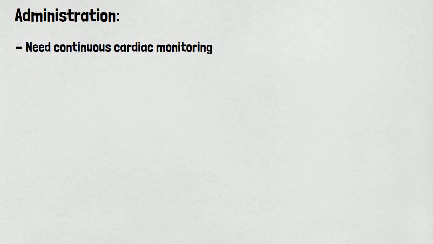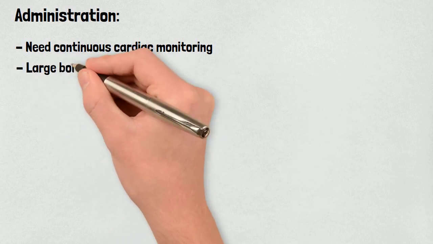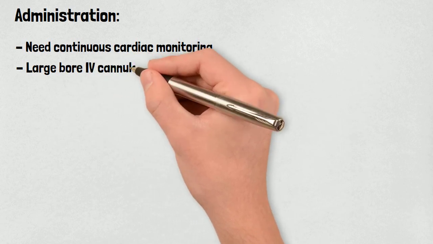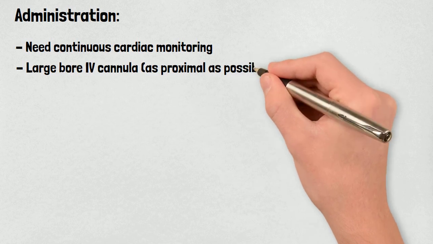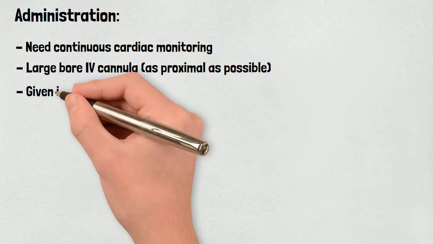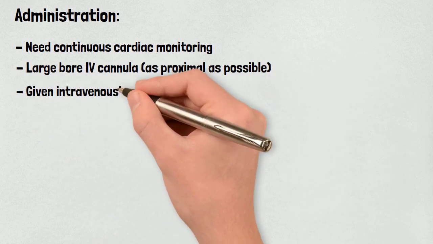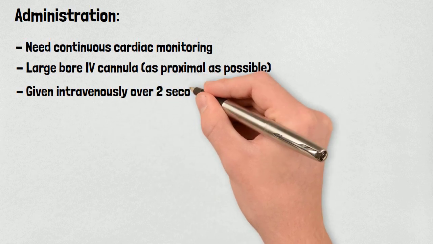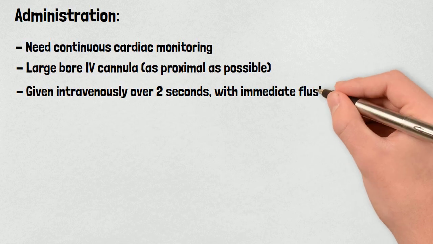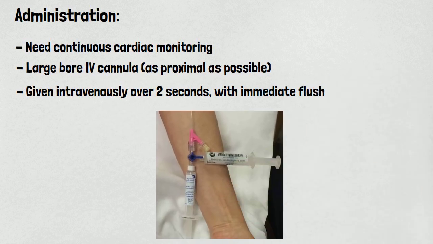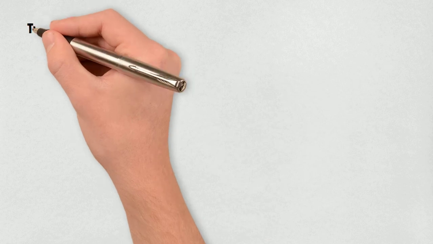So the way you give it is you need a large IV cannula, ideally as proximal as possible, for example in the antecubital fossa, and you give it quickly over 2 seconds, followed by an immediate flush. Normally the easiest way to do this is to get a two-way tap, such as you see in the photo. You give your adenosine and then immediately follow up with that flush, and the effect should be pretty instantaneous.